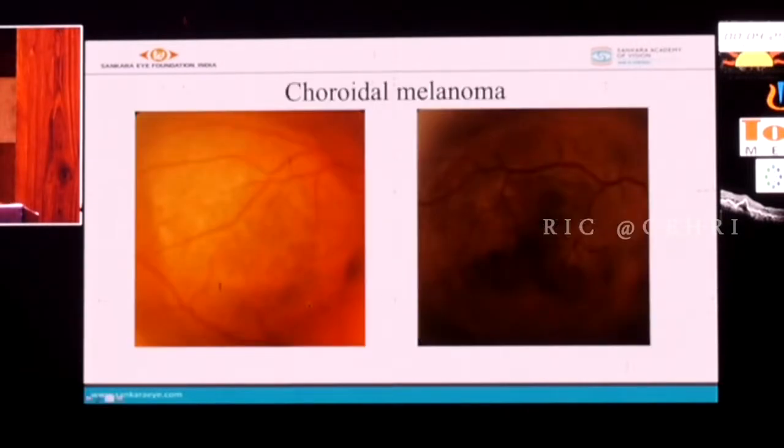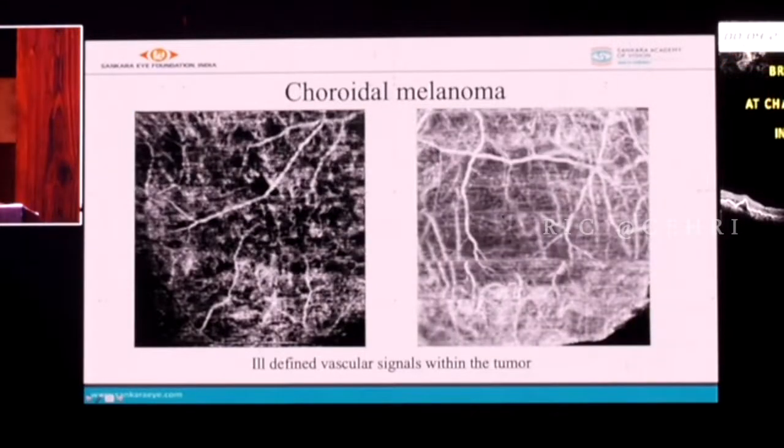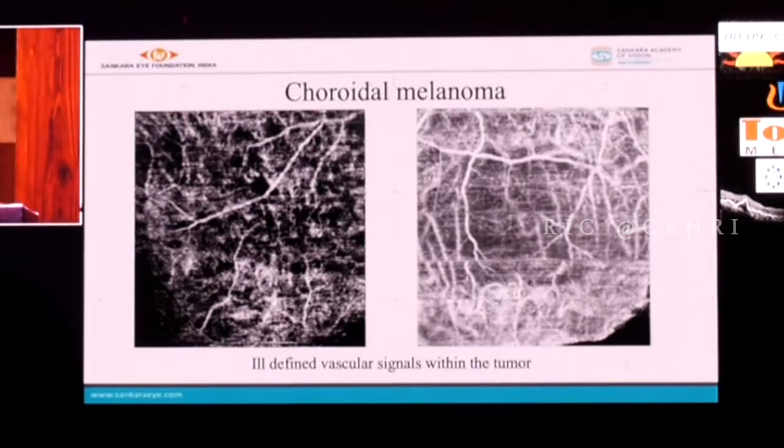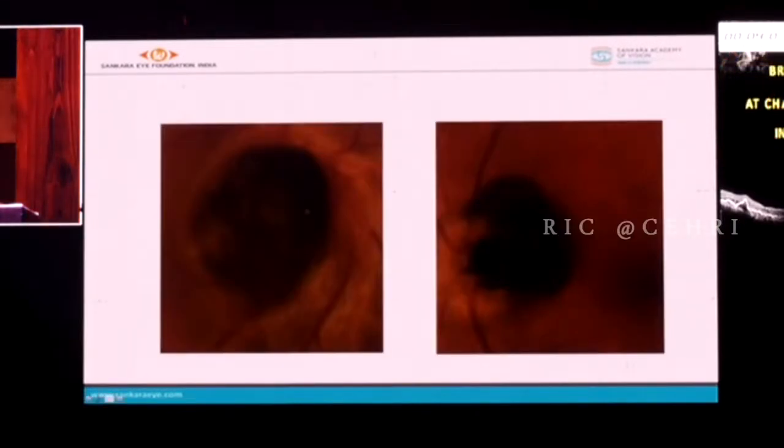So two different types of melanoma, this much less pigmented and this much more pigmented. So you can see the vascularity here. Melanomas have irregular vascularity inside. They are not very well arranged. They may have vascular loops. Vascular loops are of prognostic significance in melanoma, but we have not gone to the stage of making out those vascular loops yet. But you can see the distinctly different types of vasculature, which is not arranged in any particular pattern within the melanoma. So OCTA helps us differentiate between the two tumors.